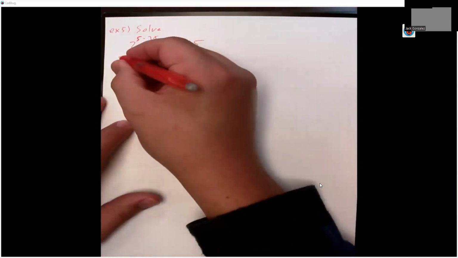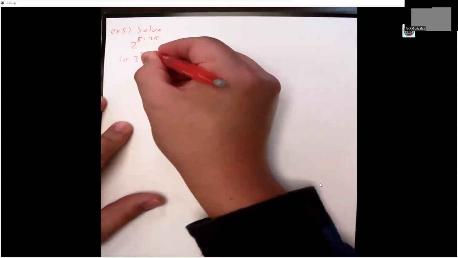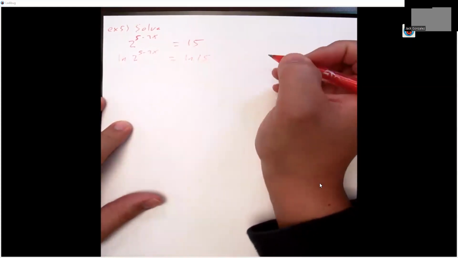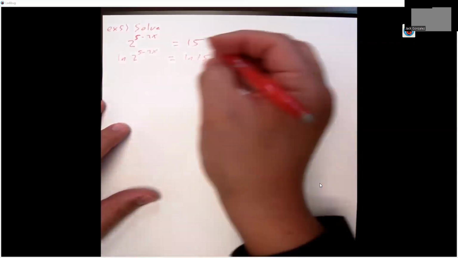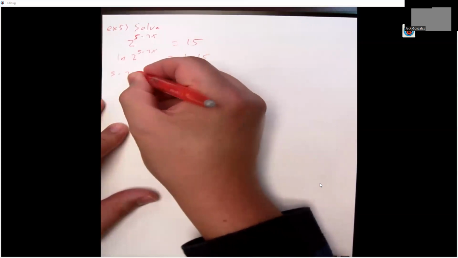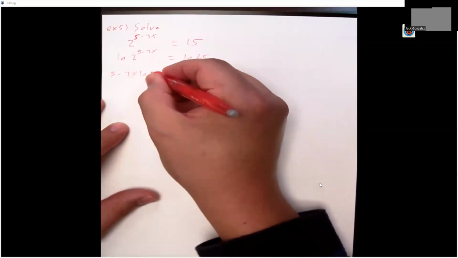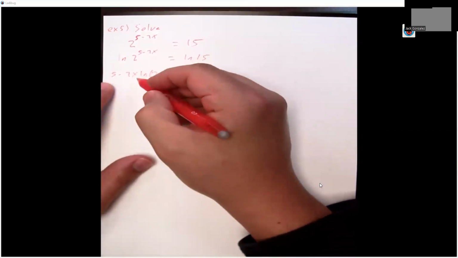So just introduce ln again like before. You could use regular log if you want. Then you bring down the power. Now I want you to make sure when you bring down the power, you put parentheses on the power you brought down.